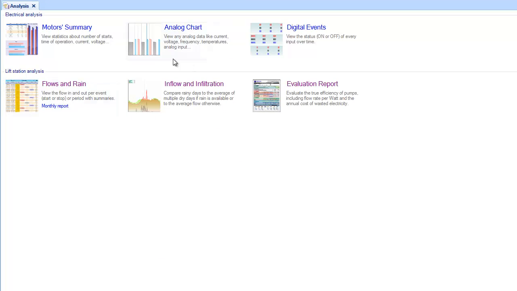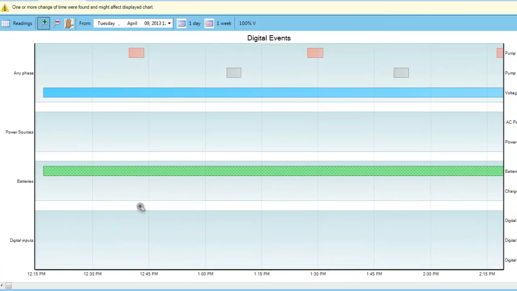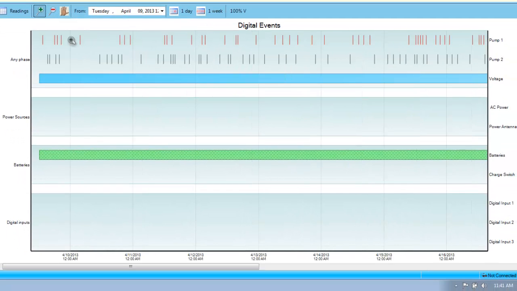Now I'm going to talk about the motor, analog chart, and digital events. I'm going to start with digital events. Digital events is a very simplistic graphical display of how the events occurred. We can look at a week, and these are actually the starts of the pump. This is the voltage across it. This is the battery voltage. And then if you had any digital events, this is where you would use your digital events.